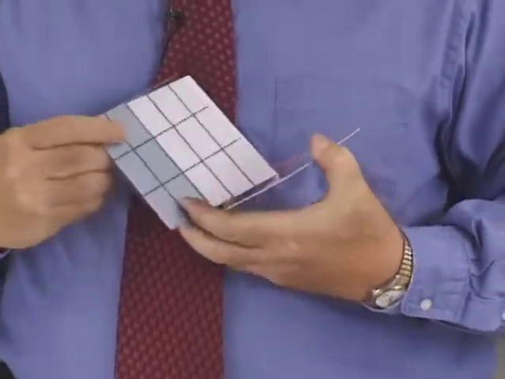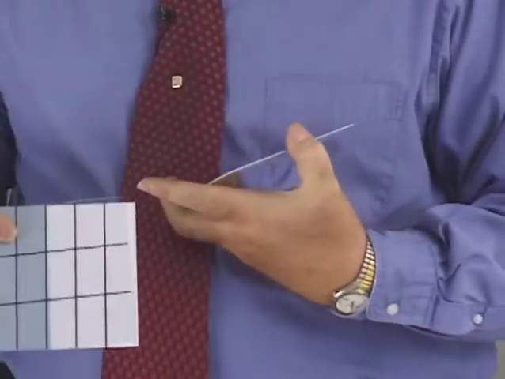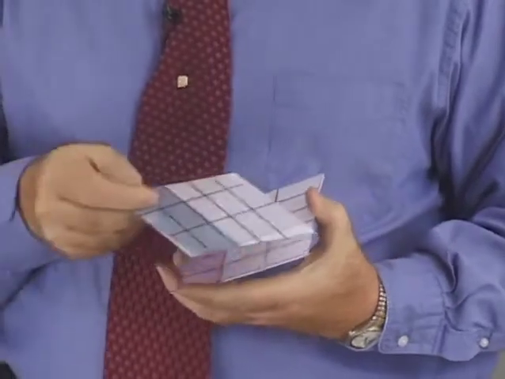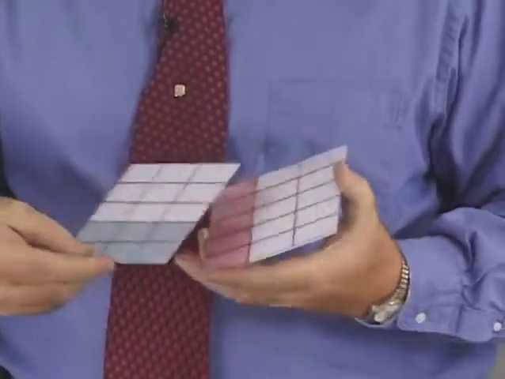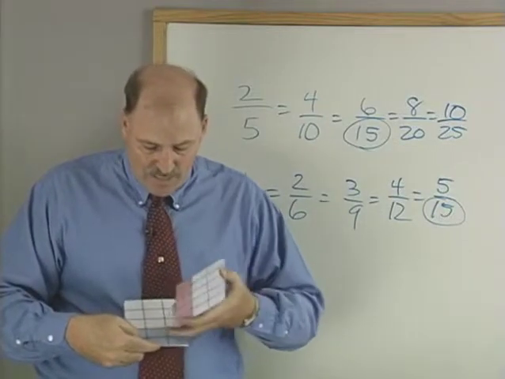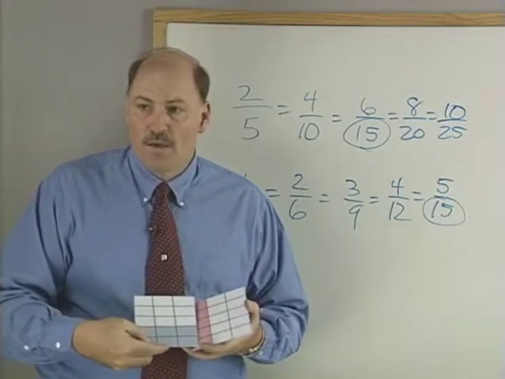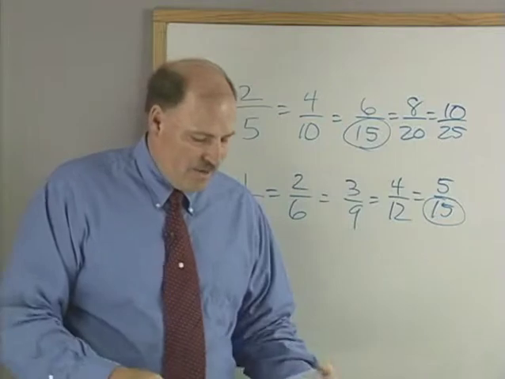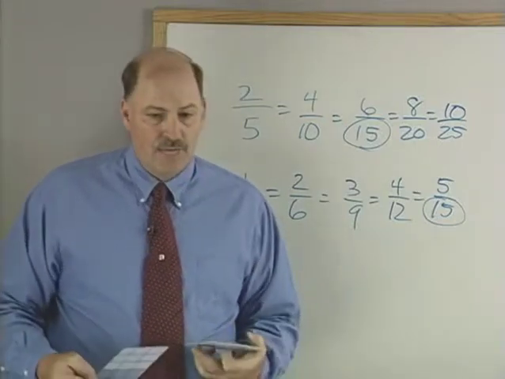Because this one is over 5 and up 3, and this one is over 3 and up 5. So if we make them both the same way, you got it. Okay? So now we can add them. 6 plus 5 is what? 11. So the answer is 11/15.